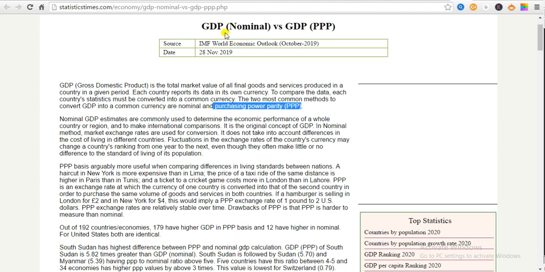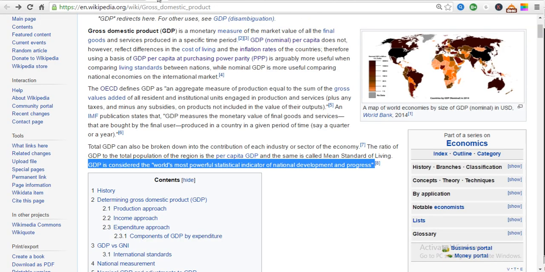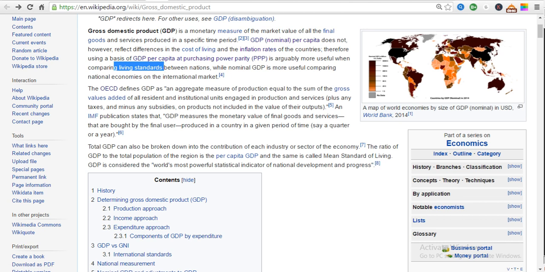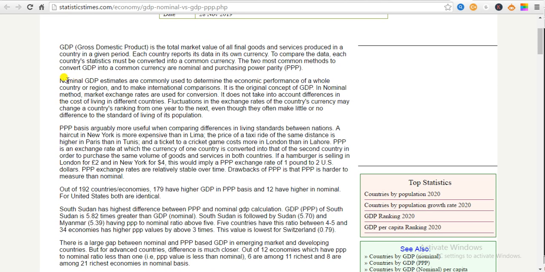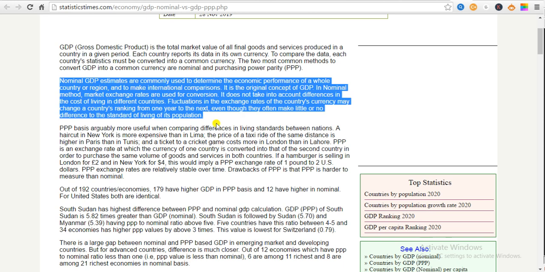Okay, so this is now the difference between the nominal and inflation. And it's not only inflation for this one, it is adjusted for inflation and living standards. So we're also going to adjust for living standards and inflation with the PPP. Nominal GDP estimates are commonly used to determine the economic performance of a whole country or region and to make international comparisons. It is the original concept of GDP. In the nominal method, market exchange rates are used for conversion. So this includes the exchange rates according to the US dollar.